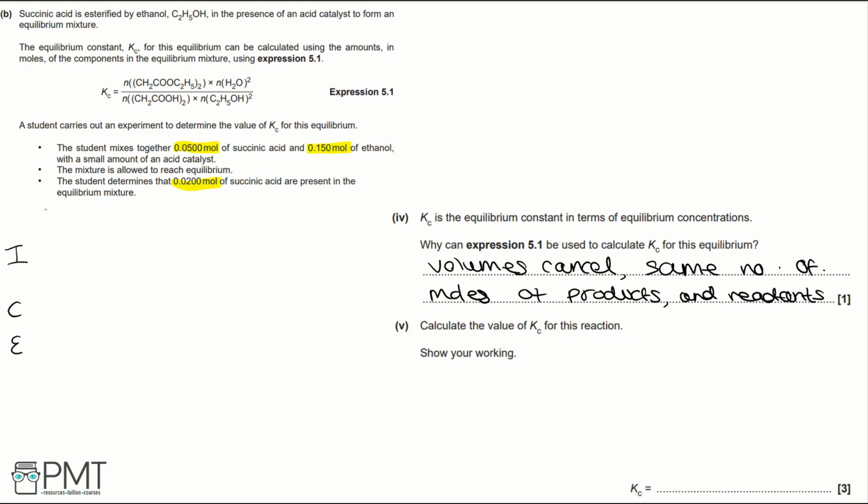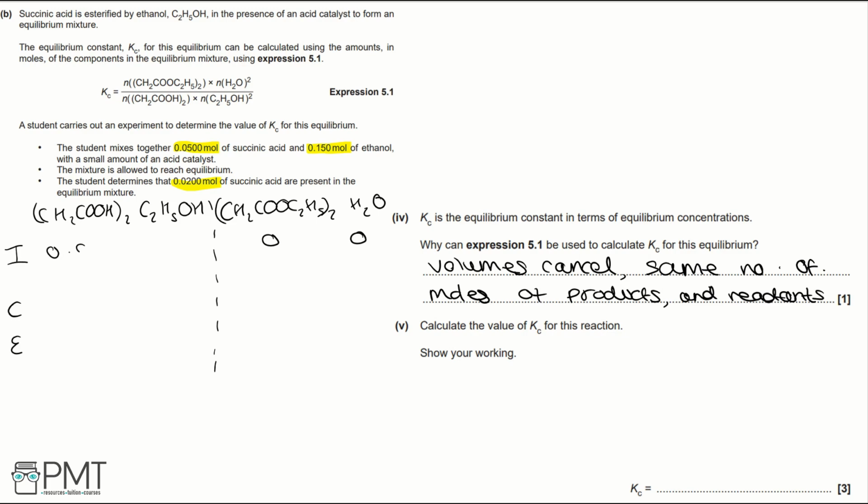So firstly, using this method, we need to write our reactants, CH2COOH brackets 2, C2H5OH, and our products. So that would be CH2COOC2H5 brackets 2 and H2O. We then use the information in the question. I stands for initial number of moles, and our products initially would have 0, so we can fill this in the table. We're told that initially we have 0.05 moles of succinic acid and 0.15 moles of ethanol in our mixture. We then need to work out the change.